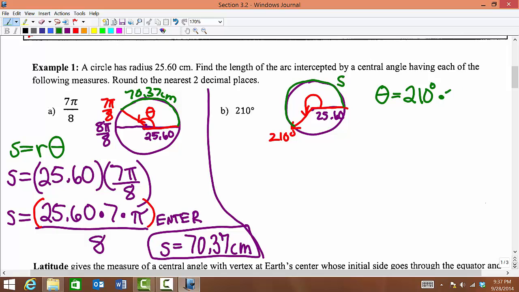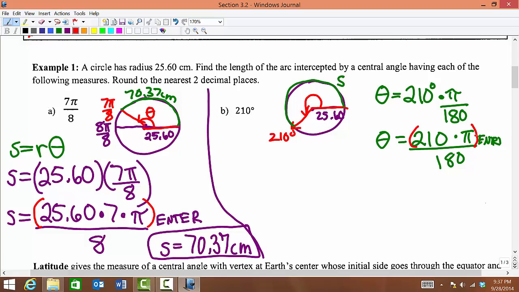We do 210 degrees times pi divided by 180. And once again, when you put that into your calculator, I recommend that you do 210 times pi and then hit enter and then divide by 180, or put 210 times pi in parentheses around your numerator and then divide by 180. There's our angle in radians when we do that conversion.